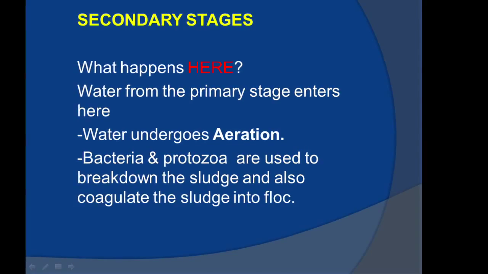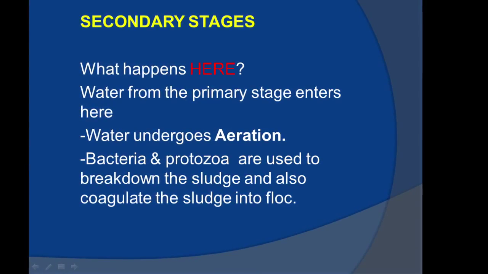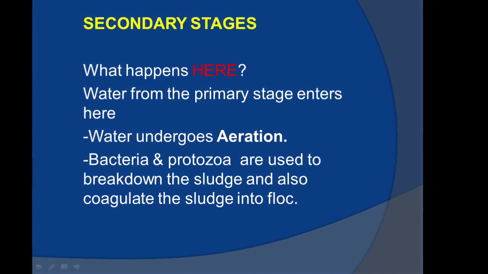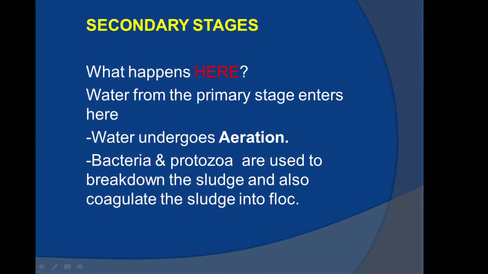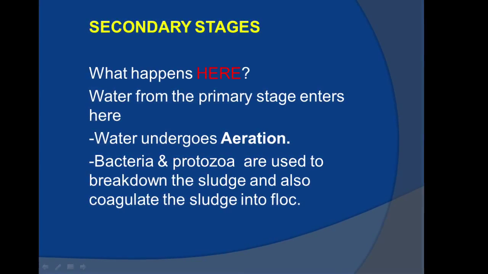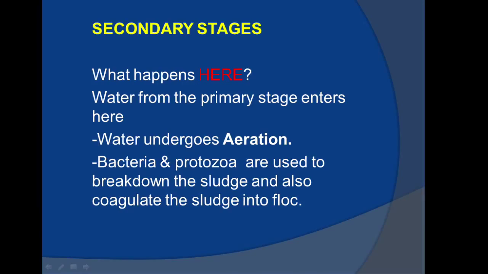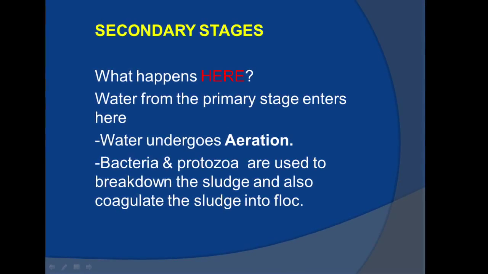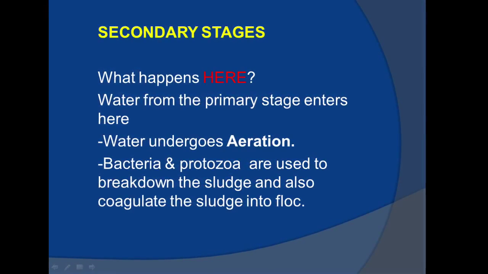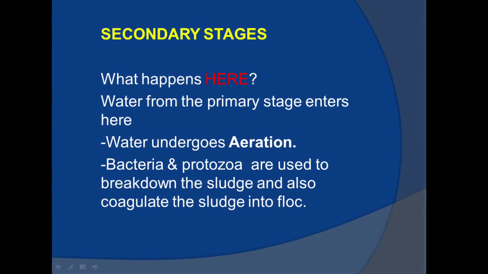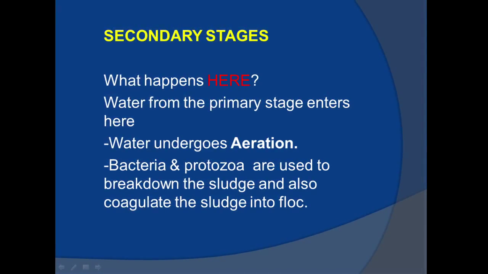Here water undergoes aeration. So what is aeration? Aeration is a process where air is passed through the water so that bacteria and protozoa can break down the tiny sludge that has escaped from the previous process. At the same time, the sludge coagulates to form a flock, and this flock will eventually settle down.